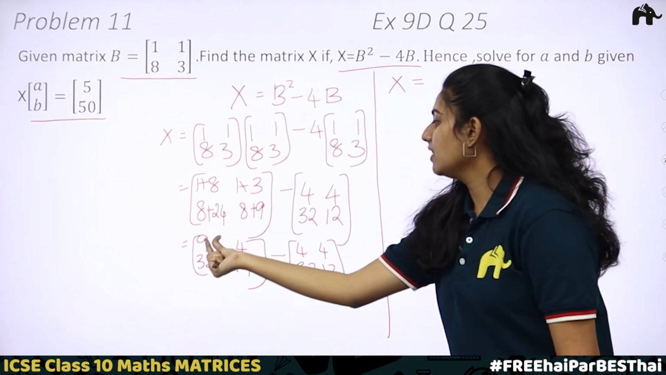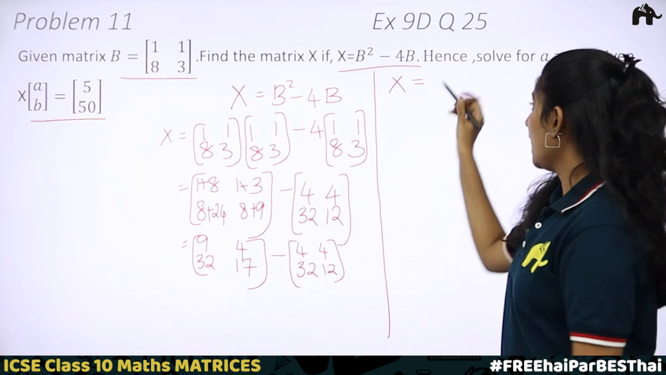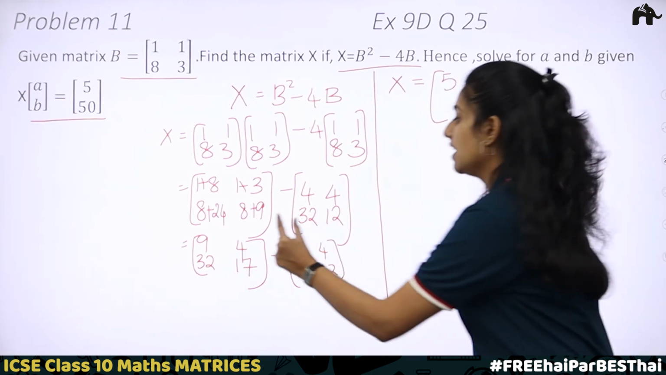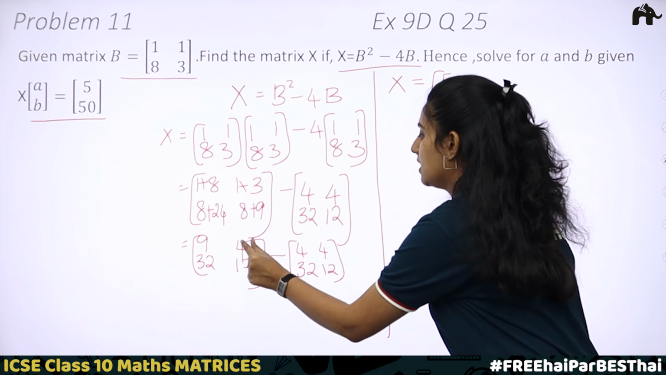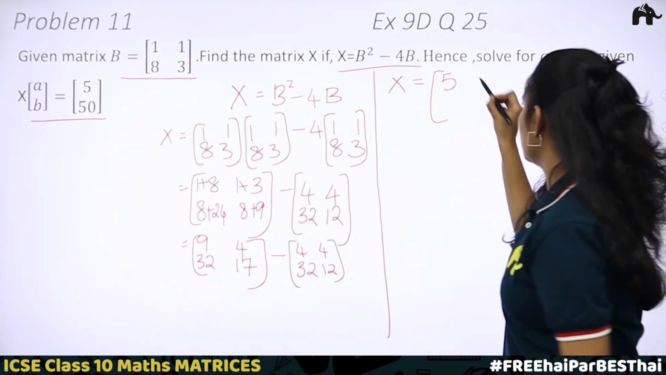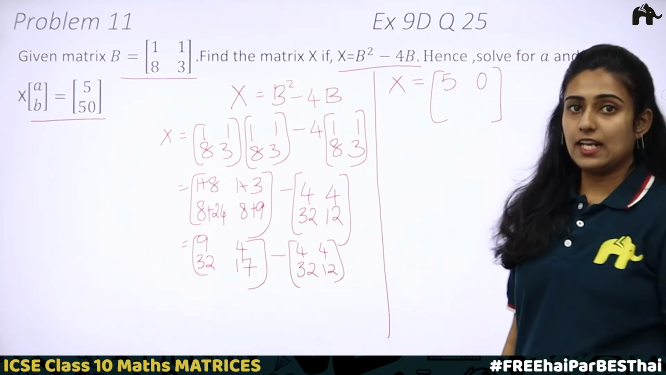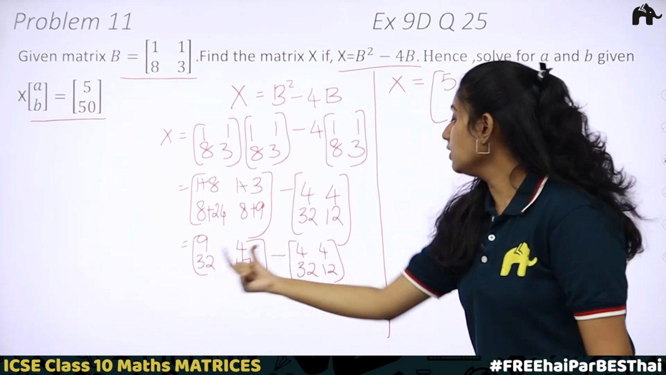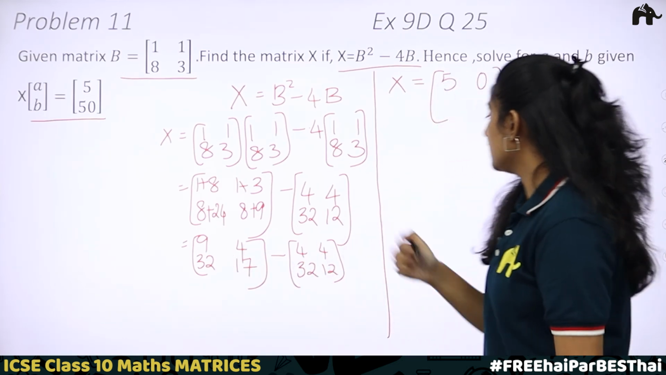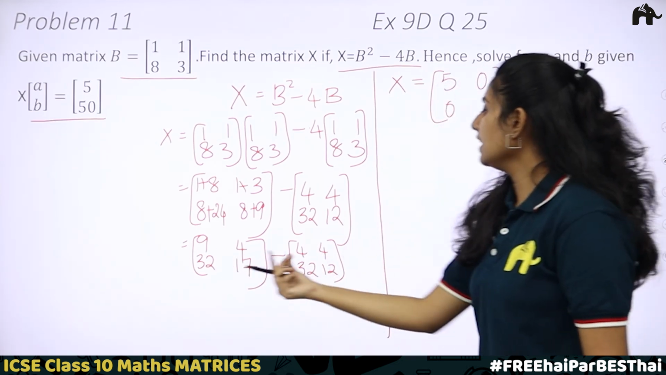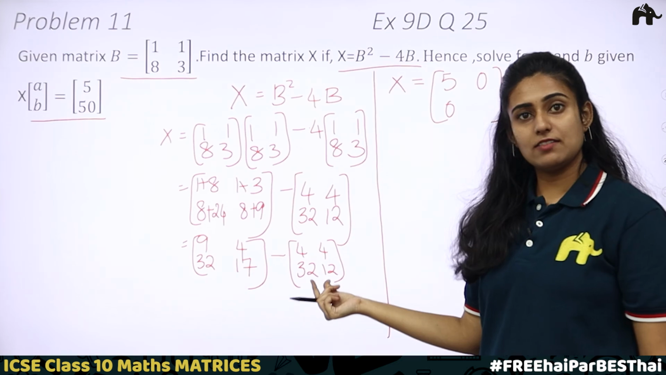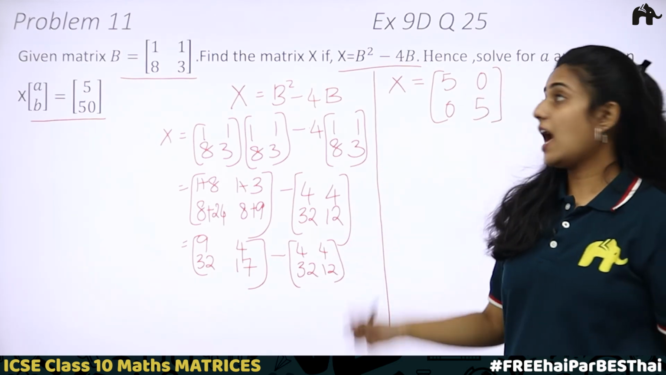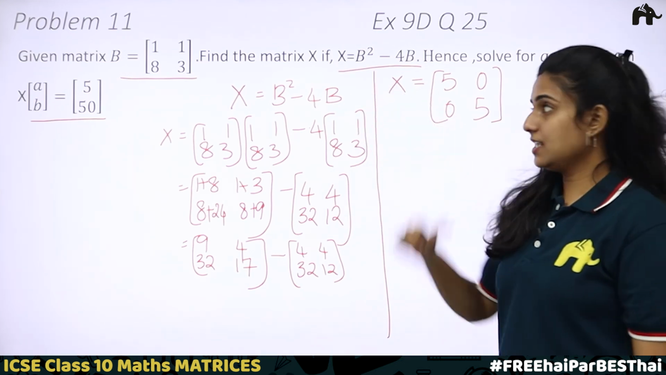First elements. Here we have 9 and here we have 4. 9 minus 4, that is 5. Second element, considering the second elements of the two matrices. 4 minus 4, which is 0. Next element, we have to take the third elements of both the matrices. 32 minus 32, which is 0. Next, 17 minus 12 is 5. 5, 0, 0, 5 are the elements of matrix X.